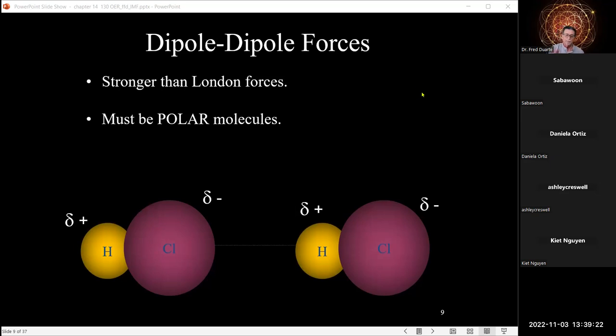So, point number one is that dipole forces are stronger than London forces. And second, point number two, in order to have dipole forces, it must be a polar molecule. Okay? And keep in mind that you can have polar bonds but end up with a nonpolar molecule. Okay? And that's because the polar bonds cancel out.